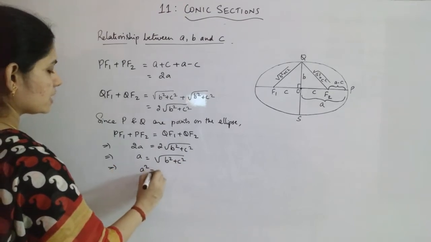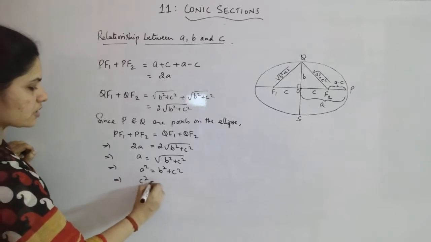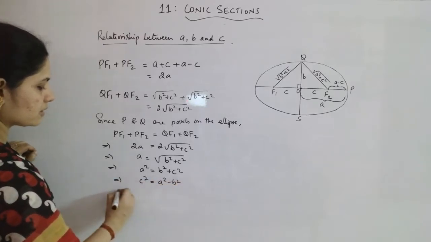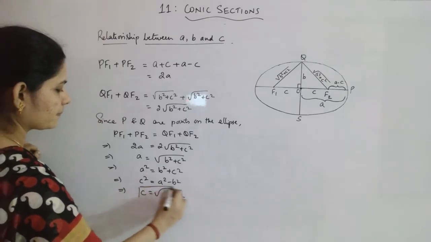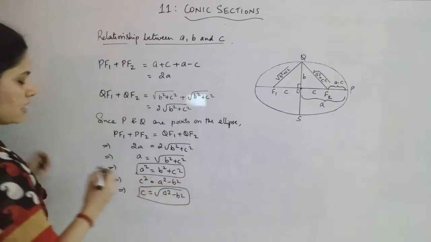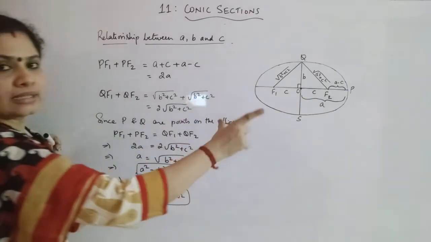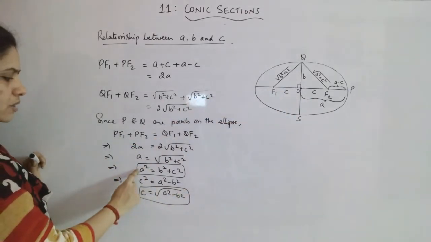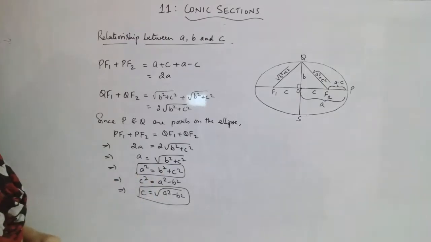Squaring both sides you will get A square equal to B square plus C square, or C square is equal to A square minus B square, or C is equal to root of A square minus B square. Either this or this should be in your mind. This is very easy to remember because here A, that length, is the maximum. So A square is giving you the sum of the other two squares, that is B square plus C square. Like that you can remember the relation connecting A, B, C in ellipse.